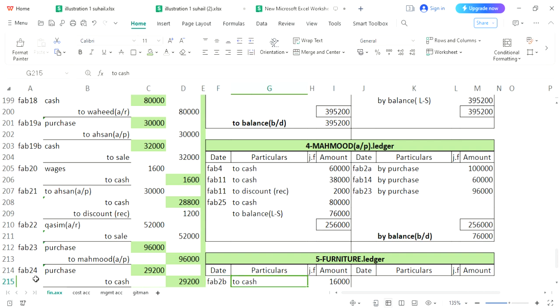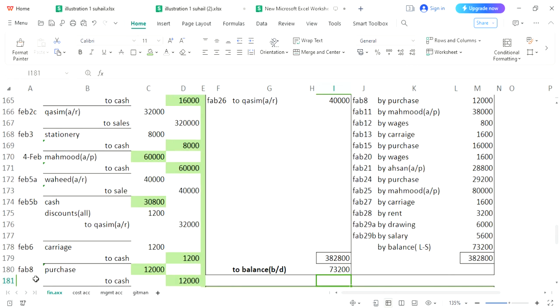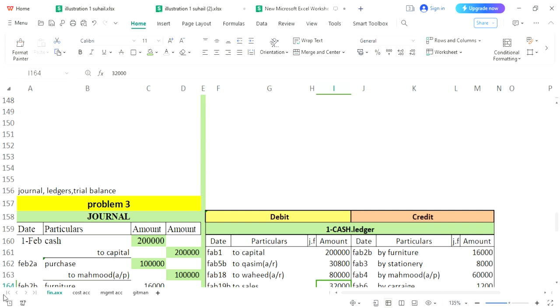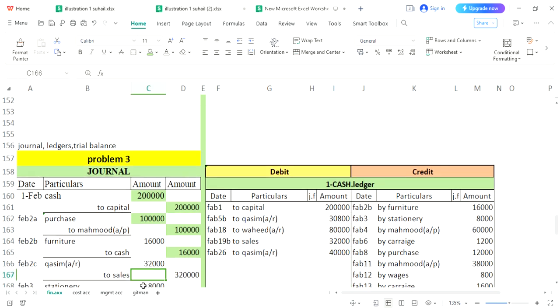Date is mentioned, reference is given, amount has been posted 16,000. It means 16,000 is completed. So you can mark this 16,000 as completed. We are making furniture's ledger.